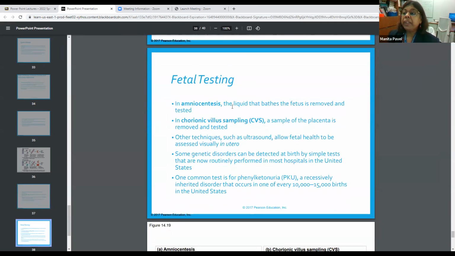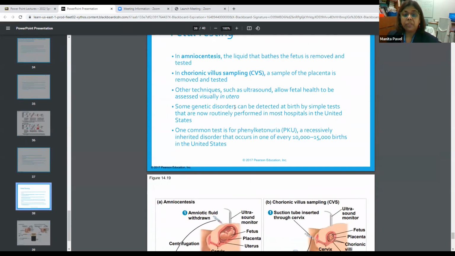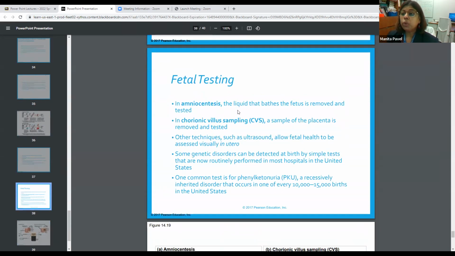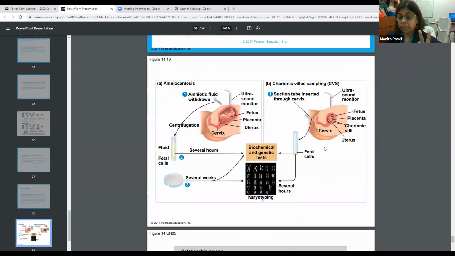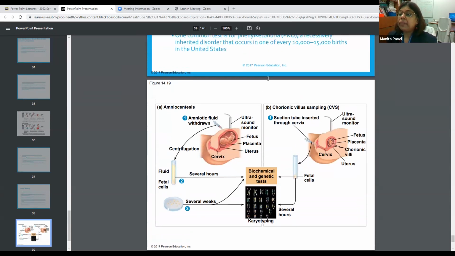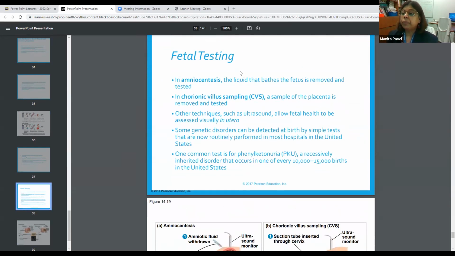Let's go to what is fetal testing and amniocentesis. So fetal testing and amniocentesis, the liquid that bathes the fetus, is removed and tested. We have two techniques, amniocentesis and chorionic villus sampling. So I'm going to explain this. These two techniques are used to determine whether any genetic disorders exist. They can be determined at birth by these simple tests, which is routinely performed in hospitals in the United States.